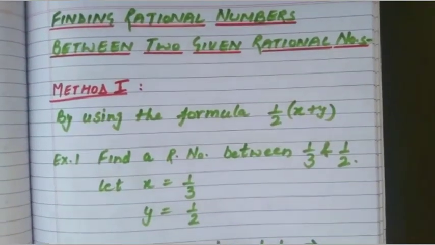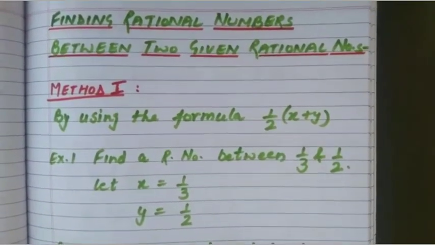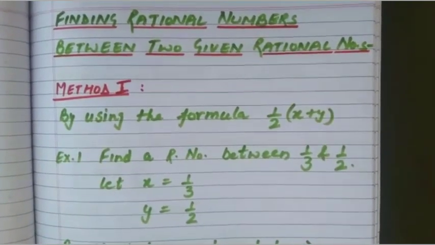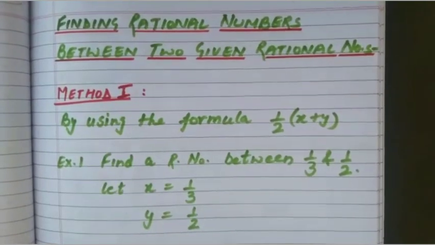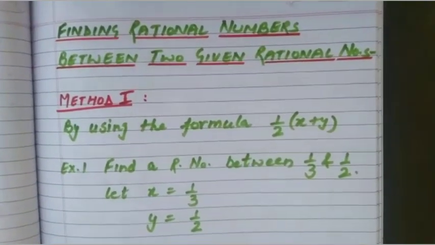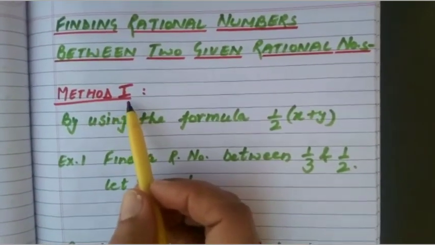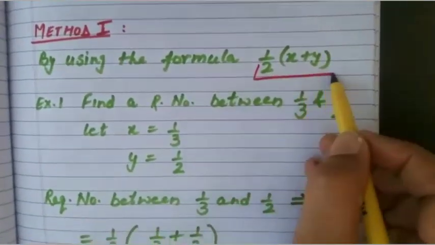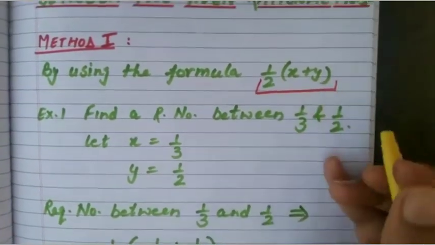So let's go, children, the next topic is finding rational numbers between two given rational numbers. Here you will understand how to find a rational number between two given rational numbers. Okay, so here two methods are there. First we will be understanding method 1 by using this formula. So here we are going to use this formula 1/2 bracket x plus y.